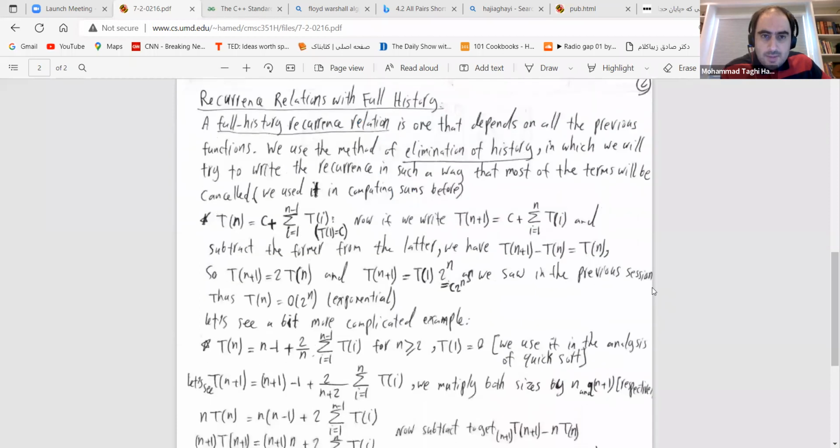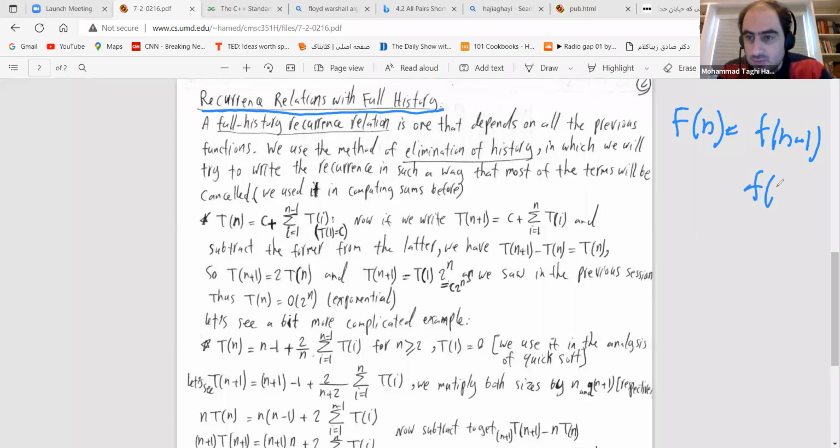Another formula that will be very useful for analysis of algorithms: we have this kind of recursive relation with full history. So here, the ones that we have discussed so far, for example, f of n is equal to some function of f of n minus 1, or sometimes f of n over 2, maybe f of n minus 1 plus f of n minus 2, and so on and so forth. But it's not the full history.